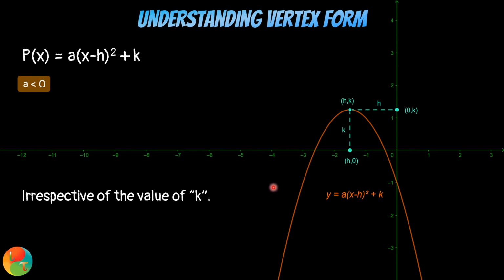If this parabola had the highest point in the third quadrant, even then the highest value of the parabola would be equal to k, irrespective of the value of k. Now k can either be positive or negative, or k can also be 0, doesn't matter. K, that is minus b square plus 4ac upon 4a, is always going to be the maximum value of p of x.